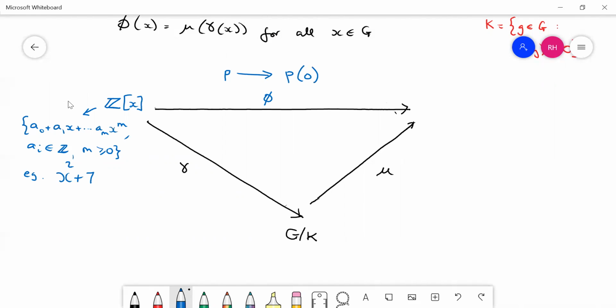So what are we going to have here? We're going to have a set. Now, if we go back here, you can see the polynomial, this one here. If we evaluate that at 0, we get 7. We could have the polynomial, let's draw a few up here. X squared plus 7. When we apply phi, we get 7. X cubed plus x minus 2, we get minus 2.